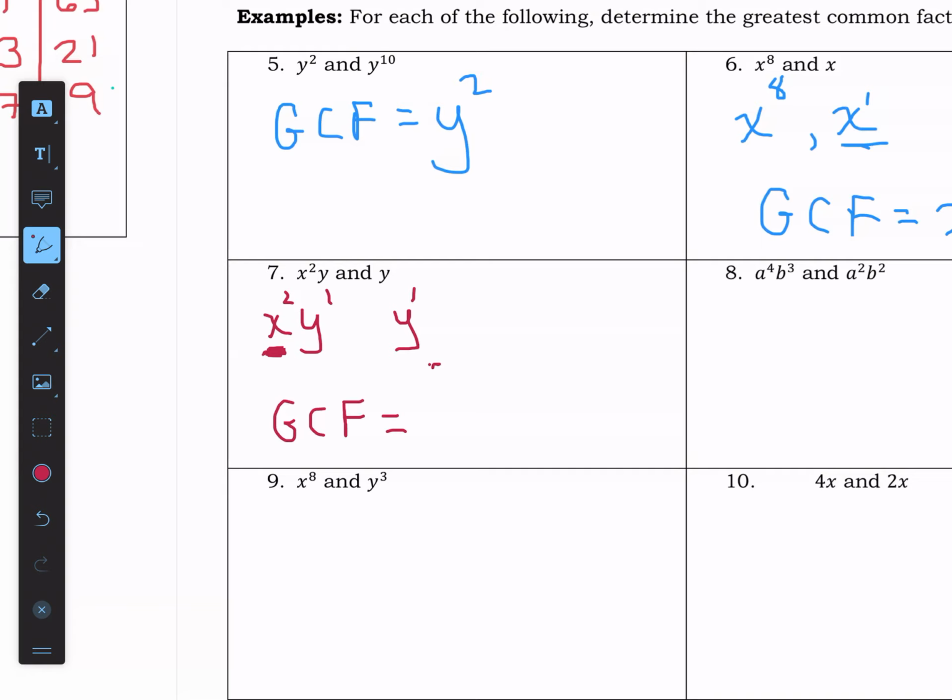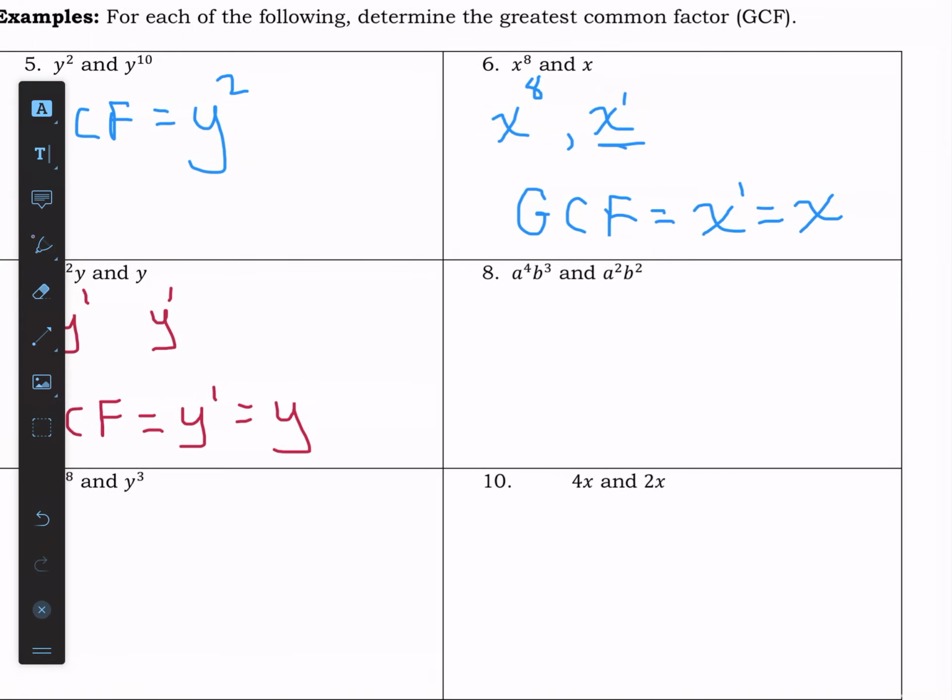Now let's just focus on the y's. So you have y to the 1st and y to the 1st. Well, they're the same exponent, so the lowest one is just going to be 1. So your GCF is y to the 1st, which is equal to y. Okay, I know that's a little weird when you're dealing with more than one variable, but we're going to be doing more problems like that right now, so I think it'll make a little bit more sense.